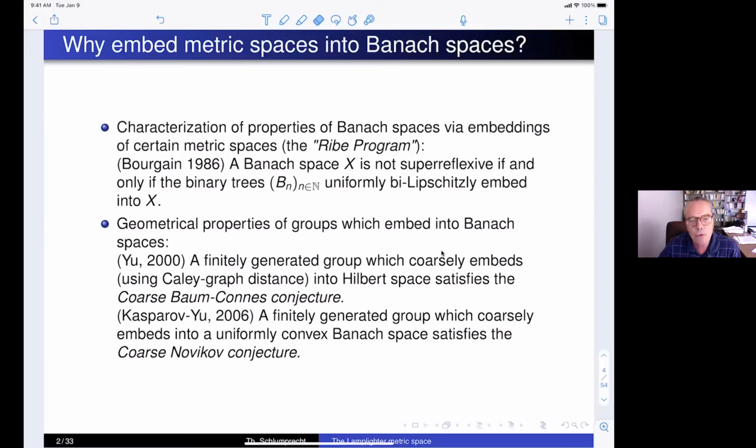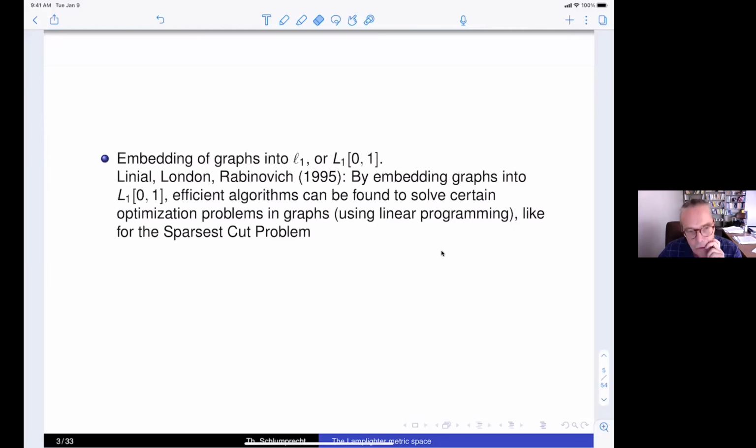You, for example, proved that finitely generated groups which coarsely embed into a Hilbert space satisfy the Baum-Connes conjecture, and Kasparov and you proved the same for the uniformly convex Banach spaces in terms of the Novikov conjecture. Another reason is that Linial, London, and Rabinovich showed that by embedding graphs into L1, you can get efficient algorithms for certain optimization problems, like, for example, the sparsest cut problem.